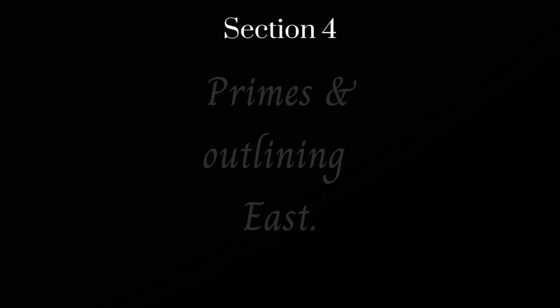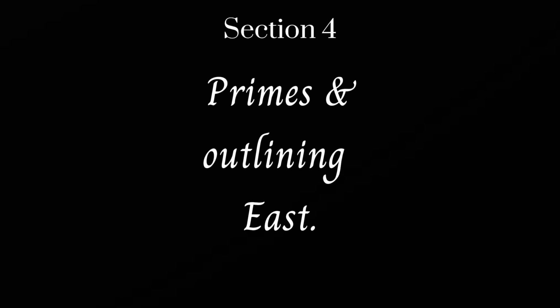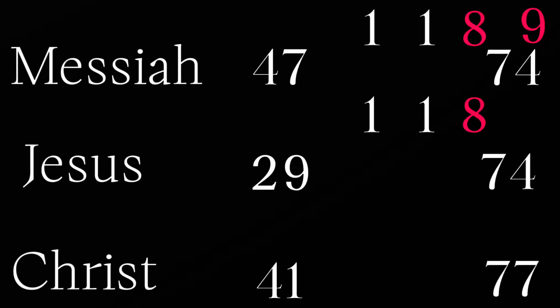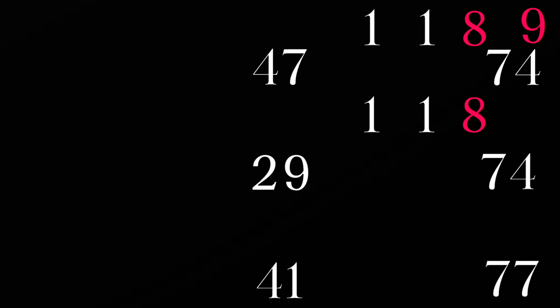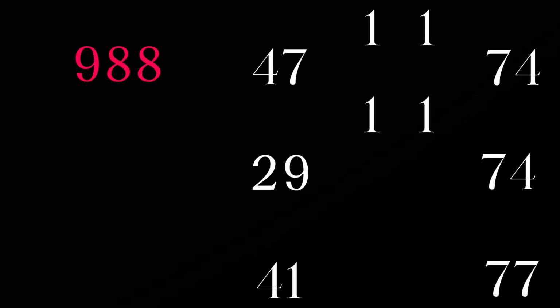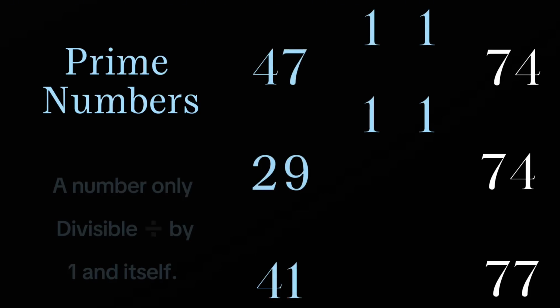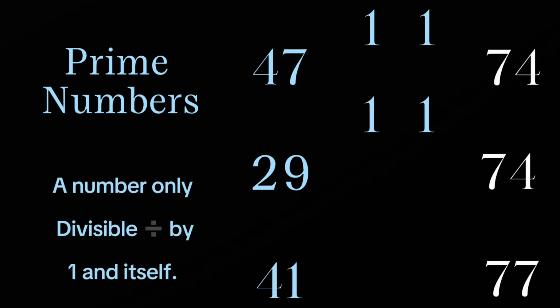Section 4, primes and outlining east. Now, we need to outline east and separate the numbers. Let's first remove the numbers that make up middle and total chapters, 988. These numbers will be in the 988 portion, further along. Now we have the original Codex. If you notice, all the numbers on the left side are prime numbers. A prime number is a number only divisible by 1 and itself.